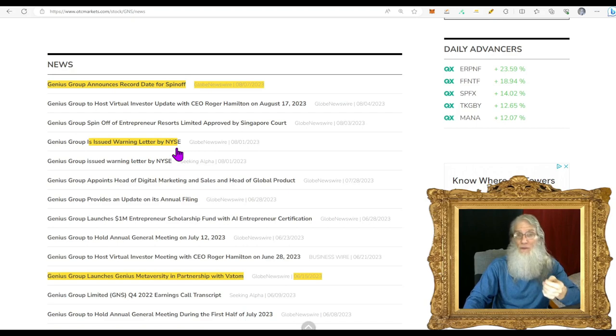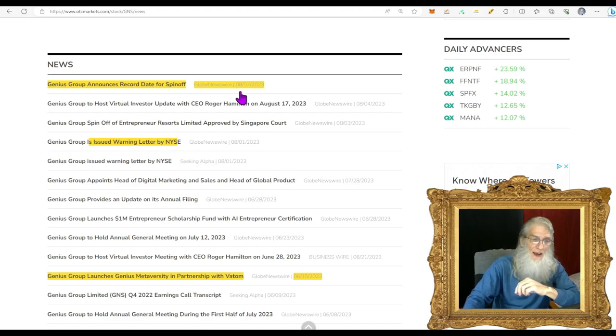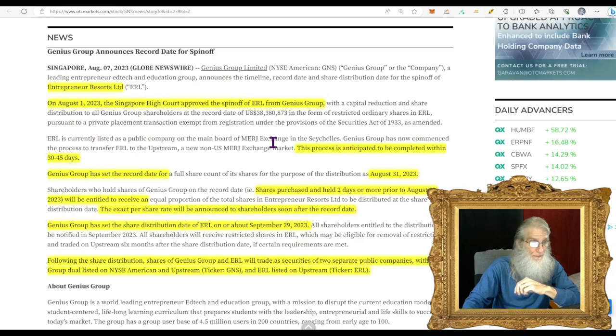They revealed information that had not been publicly disclosed elsewhere, and they got in trouble for that. Nothing happened to them. They just got a warning letter, which is bad enough. Don't do it again. And then the big news that came out August 7th.